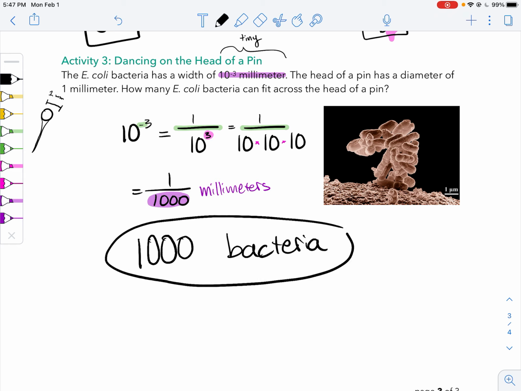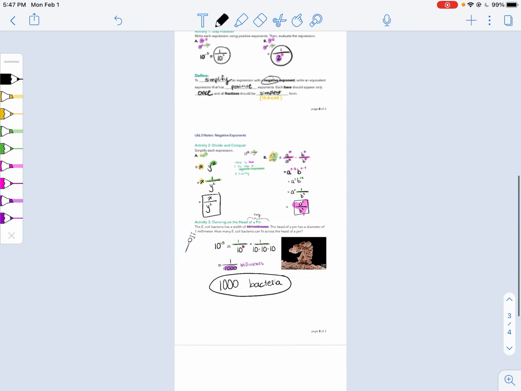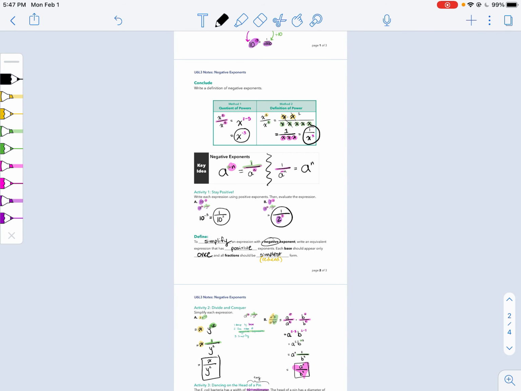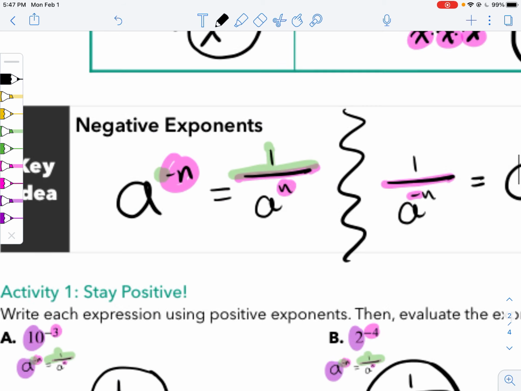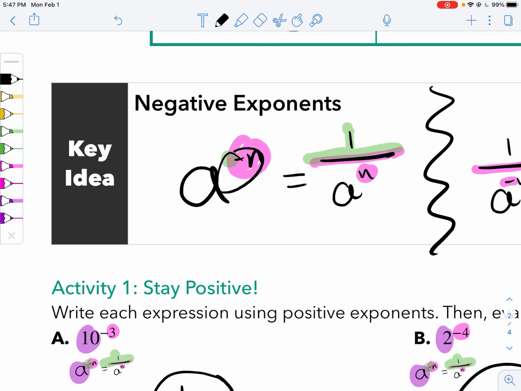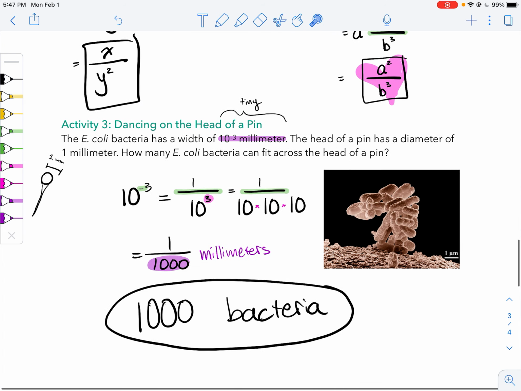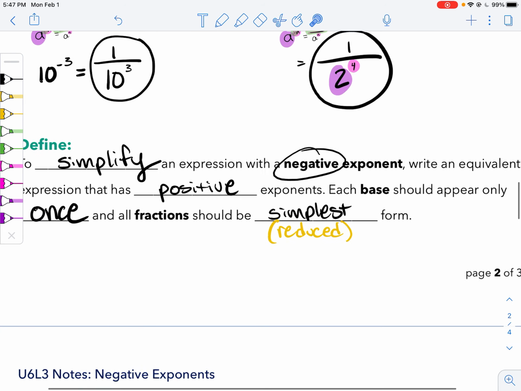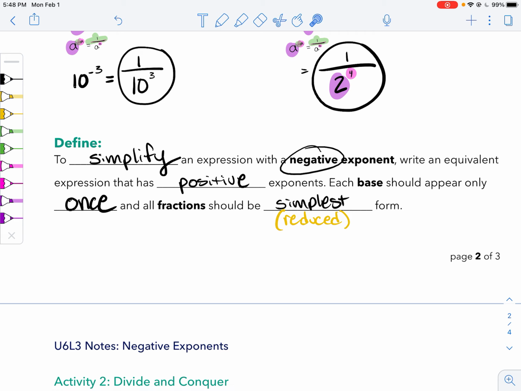Wash your hands. Okay, key idea of the day is that if you ever have a negative exponent, it's just the same as 1 over the positive exponent. You're not allowed to have negative exponents, so make sure you don't have any. You always have positive exponents, and all fractions are reduced. Oh, and each base is only once. And that's how you know something is simplified.